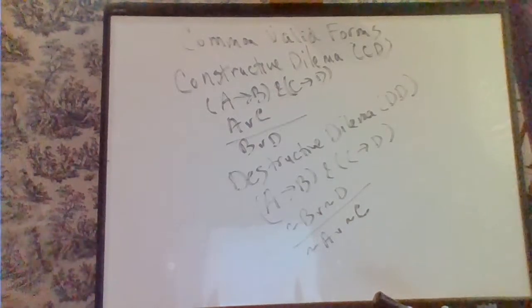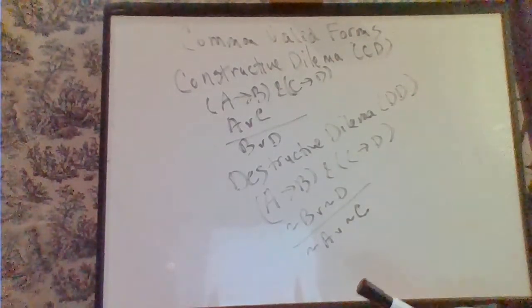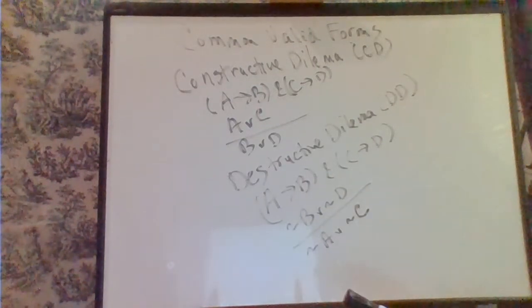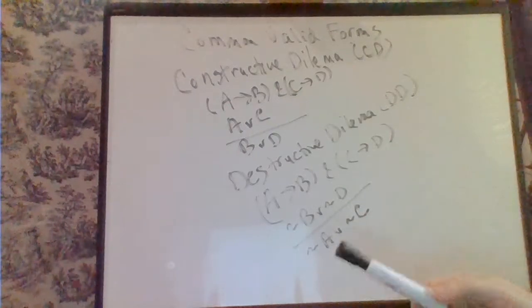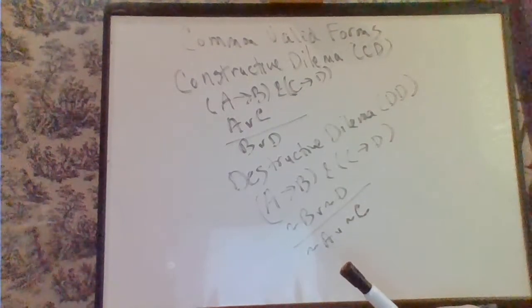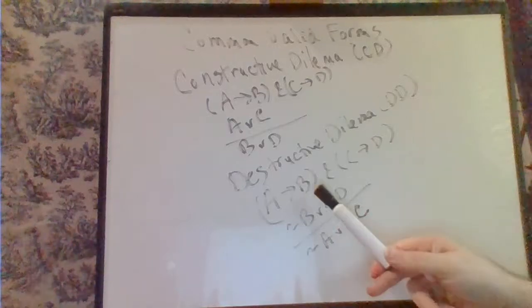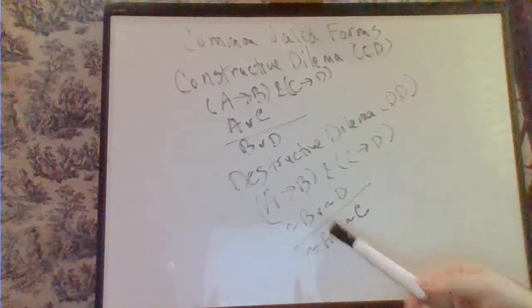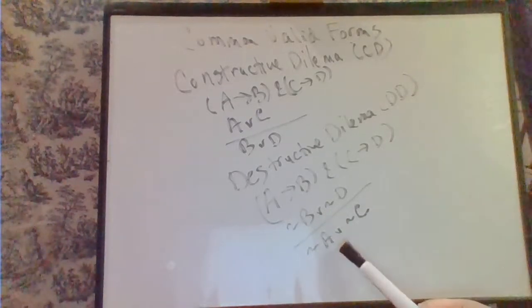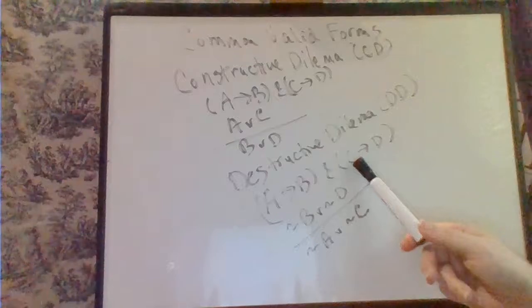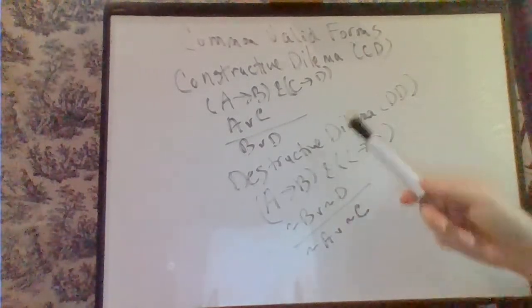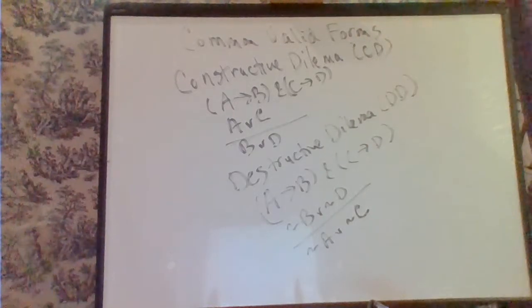Okay? So the destructive dilemma, just like the constructive dilemma, starts with two conditional statements joined by the dot or the ampersand. But in this case, just like the Modus Tollens form, you're going to have the negation of the consequent. So the negation of your two consequents joined by the wedge is the second premise, and the conclusion would be the negation of the two antecedents joined by the wedge. So those forms, again, extension of Modus Ponens, extension of Modus Tollens, those forms are always valid.